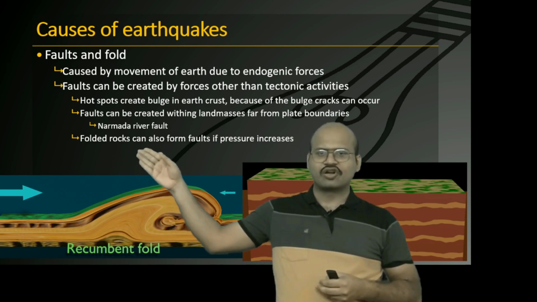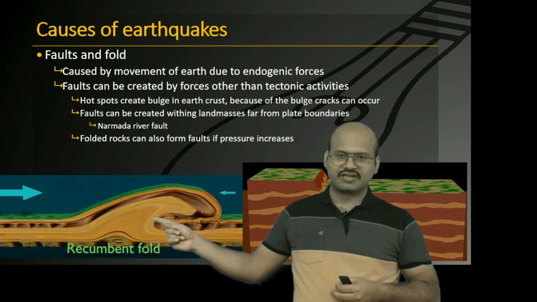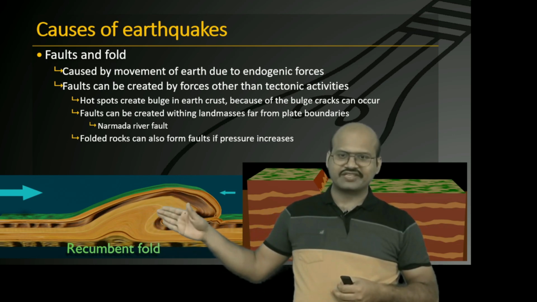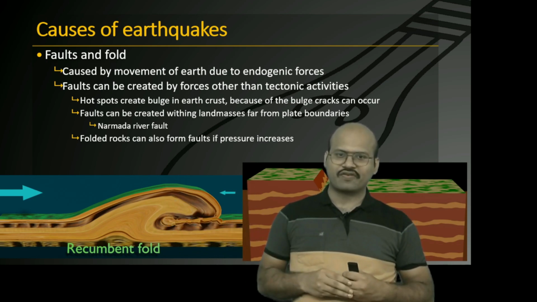Fold rocks can also form faults if pressure increases. Here you can see a recumbent fault. The rocks are undergoing a folding process. If this applies a pressure which is greater than the capability of rocks, then rocks will develop a fault.